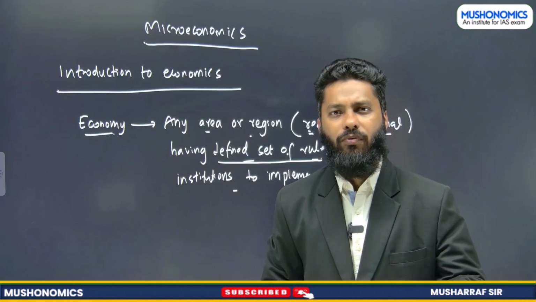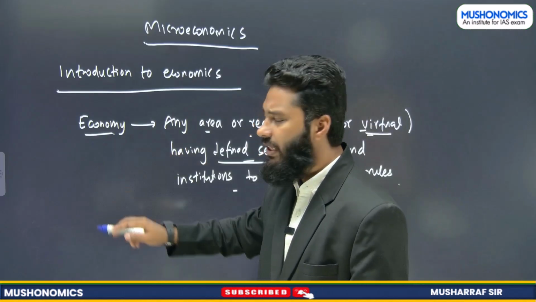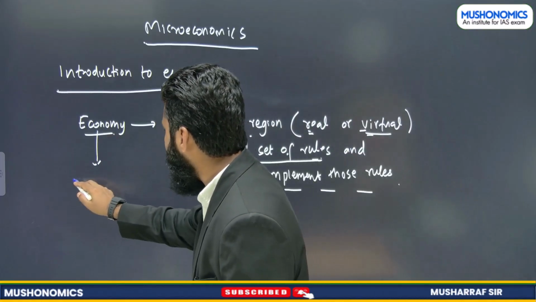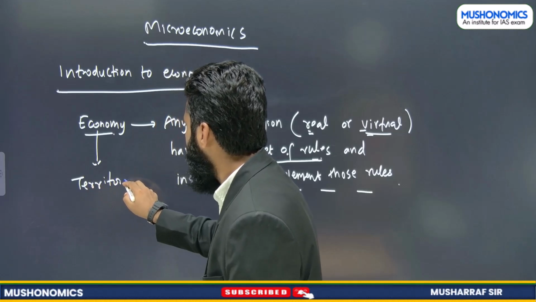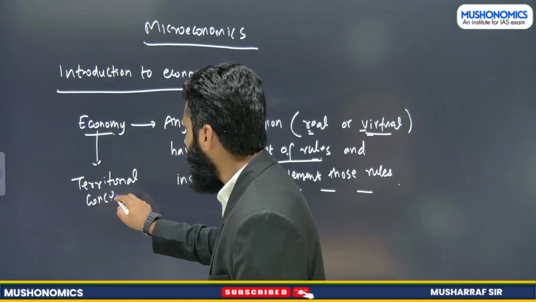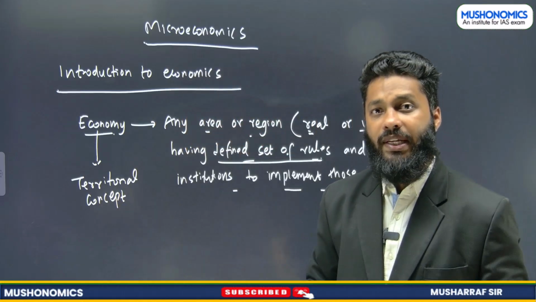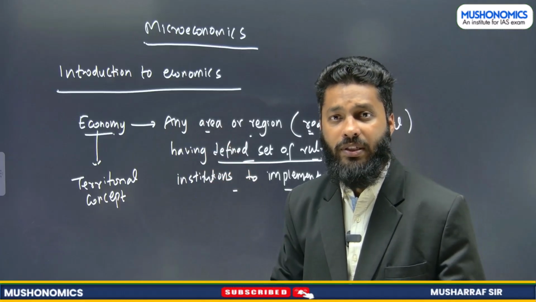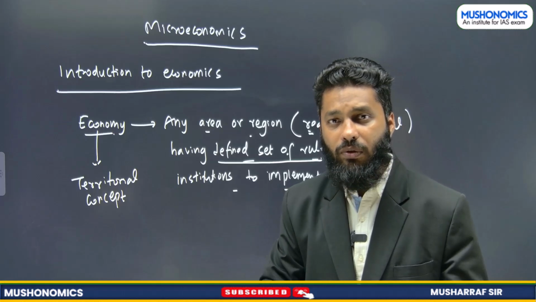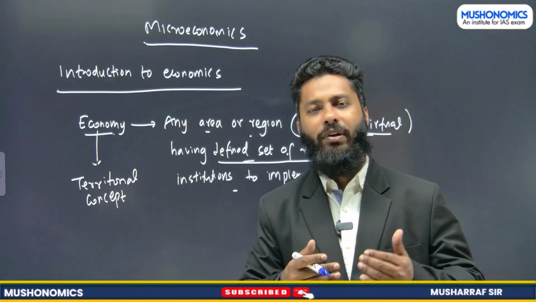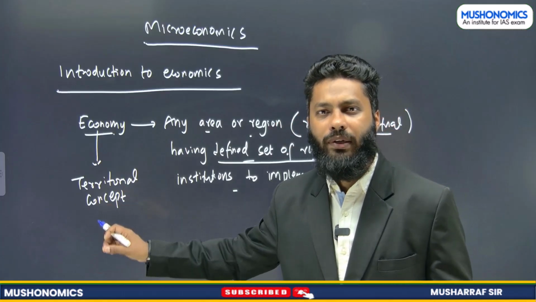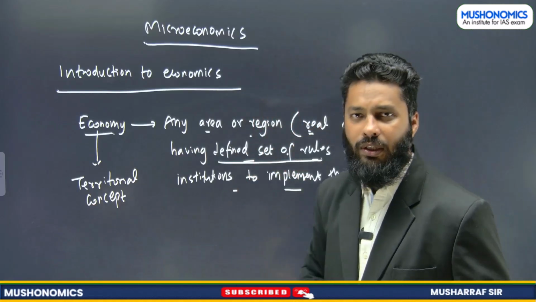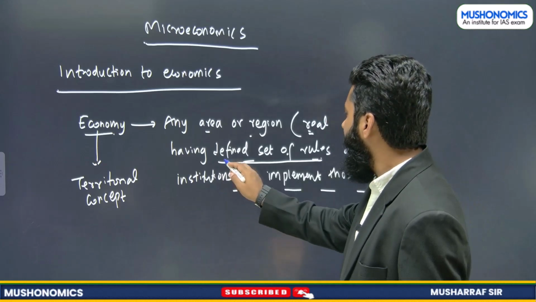Now we have some set of rules. For example, when we say economy, we understand one thing. We talk about an area or a region. That means it is a kind of territorial concept. We are talking about a territory, right? For example, when we say Indian economy, we are talking about the area of India. When we say economy of Mumbai, economy of Maharashtra, economy of Delhi, economy is a territorial concept. Whenever we say economy, we talk about a particular region or territory, right? It talks about an area or a region. Now that area can be real or virtual, having a defined set of rules.